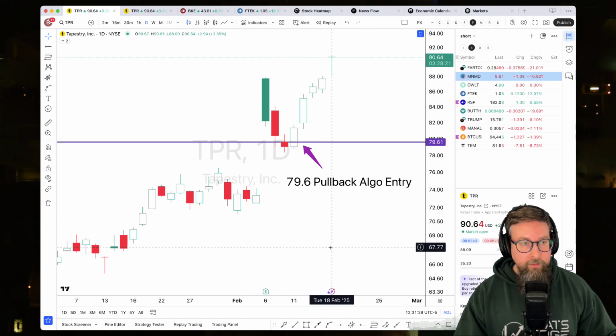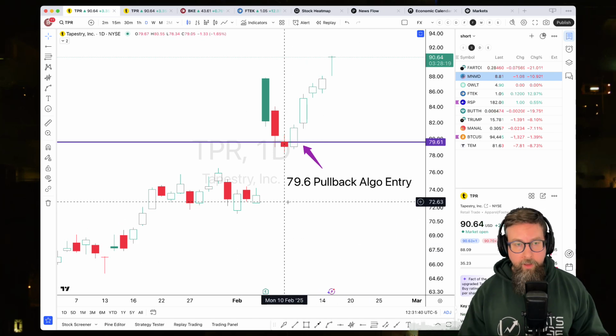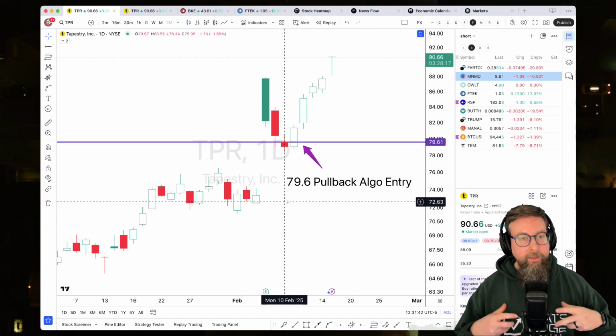So let's say, for example, I completely turn this TPR into a trend following trade. There's nothing wrong with that. If you like the setup and you think you got a good price on the setup, that's absolutely fine.